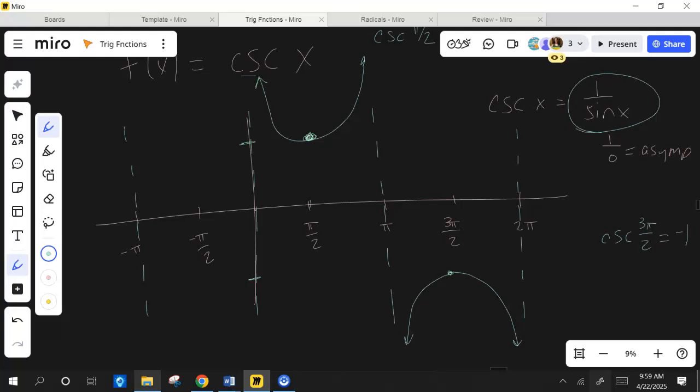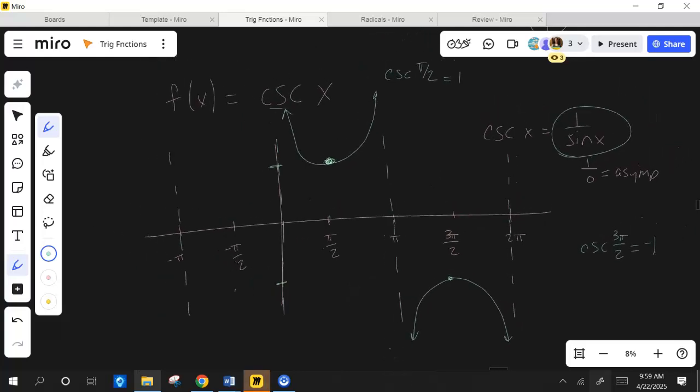Now this pattern is going to continue for cosecant. So instead of it being this nice curve, it's made up of all these little up and down parabola looking things. That's what cosecant looks like. So it looks a little crazy, but I just wanted you to see what it looked like and why.